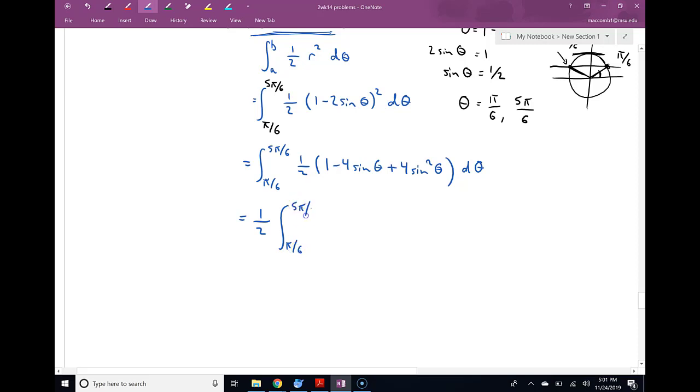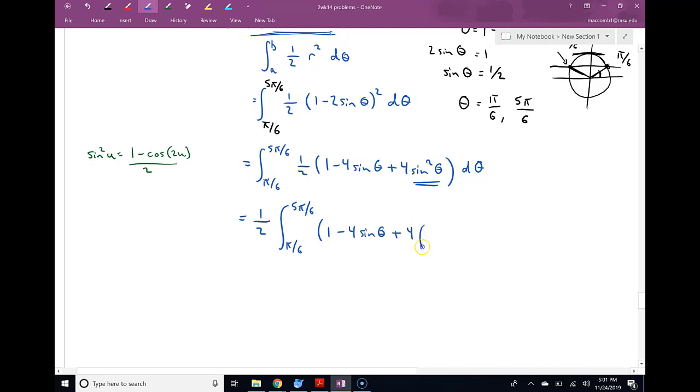I'll bring that out in front of my integral here. And I'm not going to have any problem integrating 1. I'm not going to have any problem integrating 4 sine theta. But in order to evaluate sine squared, remember this is again one place where we need to use the power reduction rule. So let's bring this up again over here. Sine squared u is going to be equal to 1 minus cosine of 2u, all divided by 2. And so we're going to use that in order to evaluate this.